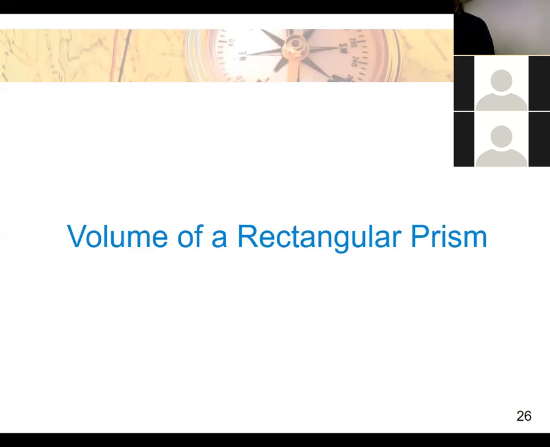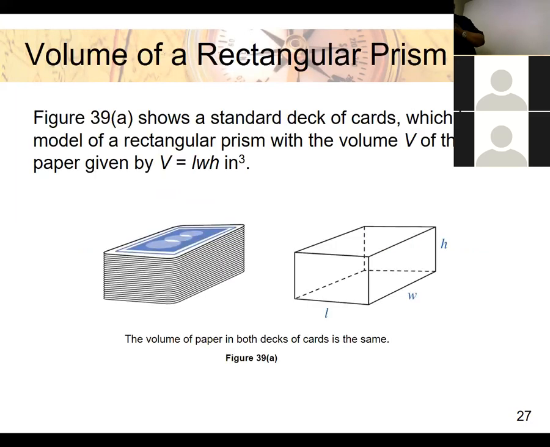All right, now volumes of figures is what we'll talk about. We'll start with the volume of a rectangular prism. And of course, a rectangular prism is sort of like a box. So if you take a deck of 52 playing cards and stack them up, it would be in the shape of a rectangular prism.